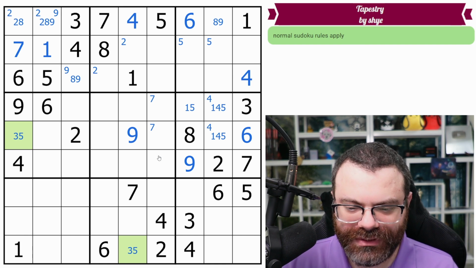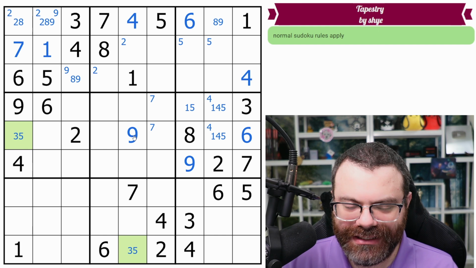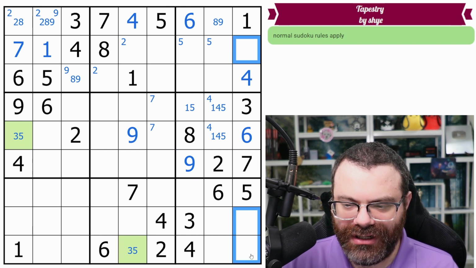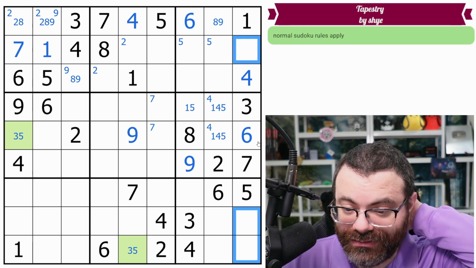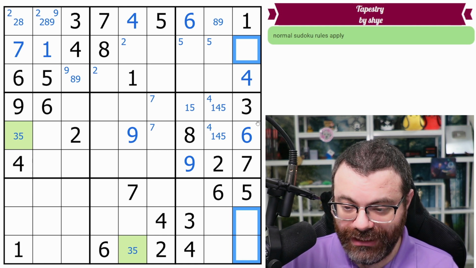Not as helpful as I hoped. What else? I keep thinking about what this 9 did for me. It gave me this 9, which gave me this 6, which does feel like a lot. How about this column? I really haven't scanned everything yet. I should go back and scan. This column, though, needs a 2, 8, 9.